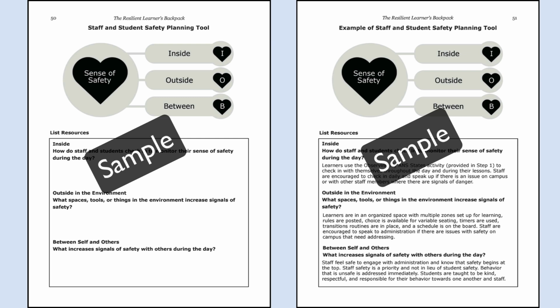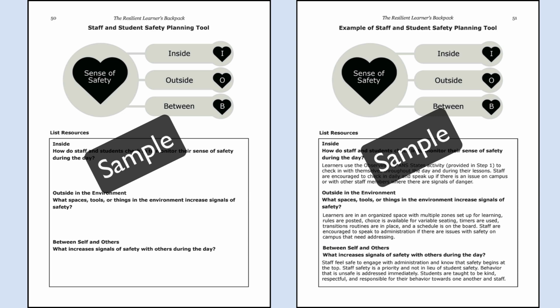This would be an activity that you could do as a small group or at a staff meeting to consider how you're feeling with the IOB formula. How's that working out for you personally in your job? And then also extend it to how your students are feeling.